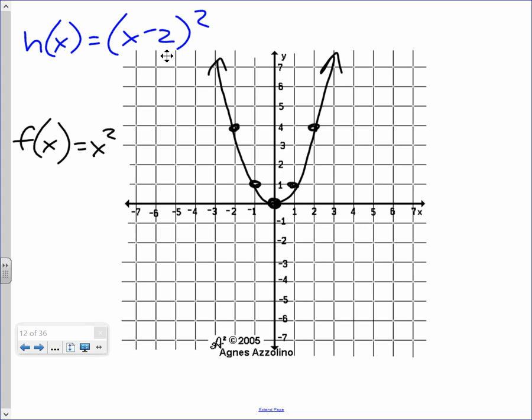Thank you. So every point here, I'm going to go 2 to the right. So the vertex goes 2 to the right. This point goes 2 to the right. This one is here. Everything's 2 to the right. Every point I graphed. And now the child is in blue here. There's your child.